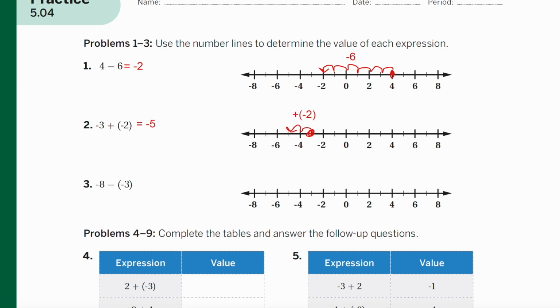For the last one, we have negative 8 minus negative 3. So we'll start at negative 8 on our number line. And we have minus negative 3. So this means we're removing 3 negatives, or we're removing 3 anchors. So that means we're going to move up. So we'll move up 3 spaces. 1, 2, 3 spaces on the number line. And we end up, sorry, this was removing, or minus negative 3, and we end up at negative 5.